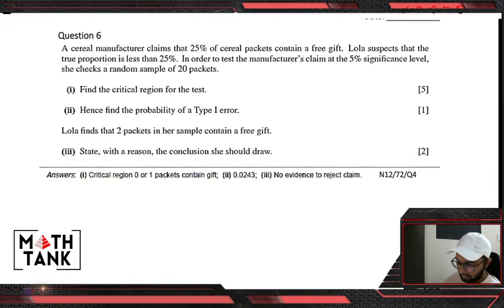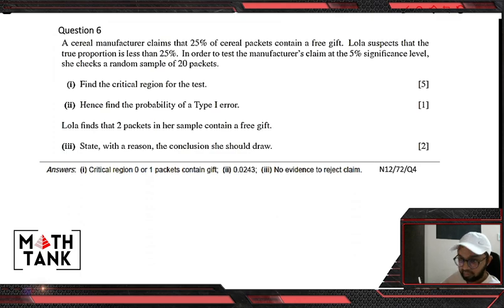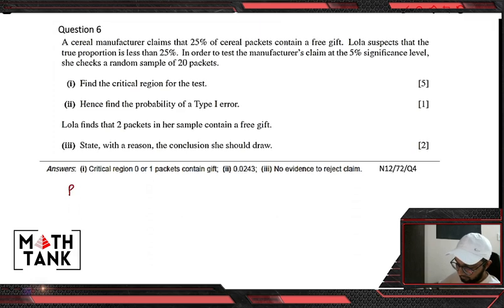Okay, moving on to question number 6. It says a cereal manufacturer claims that 25% of cereal packets contain a free gift. So I'm just going to write that down. Lola suspects that the true proportion is less than 0.25. In order to test the manufacturer's claim at the 5% significance level, she takes a random sample of 20. Find the critical region for the test.